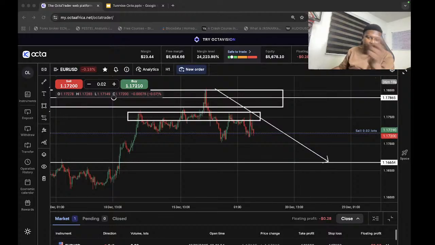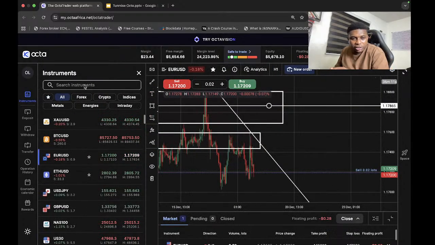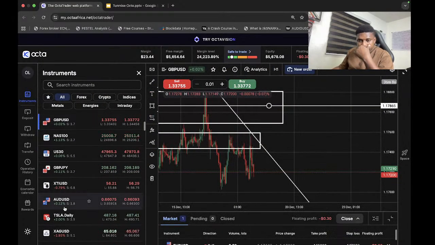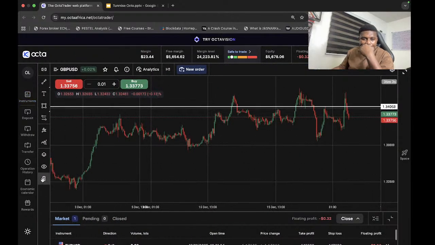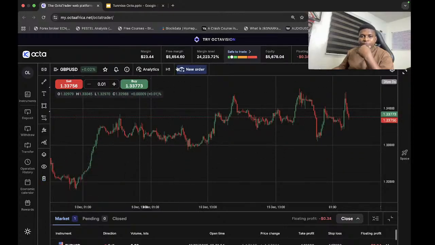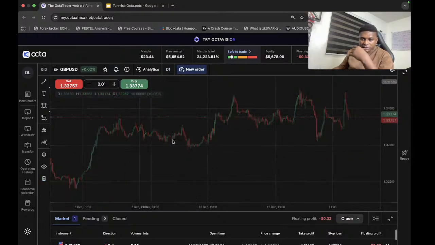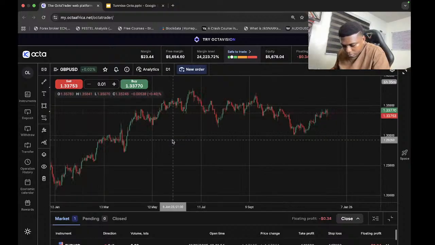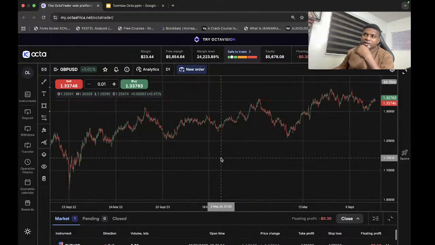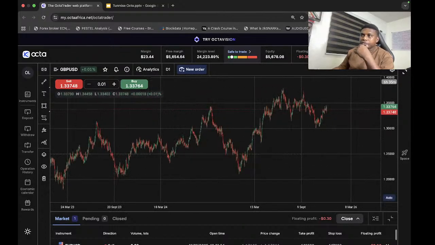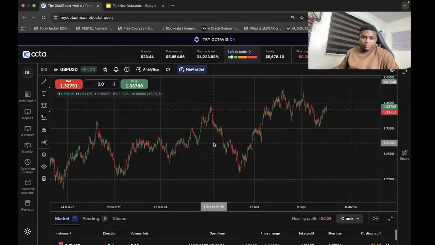Okay. In the absence of a question yet, I'm going to go to analyzing another currency pair, which is GBP USD. So this is GBP USD. We're going to go to the daily time frame. Here is the daily time frame of GBP USD.